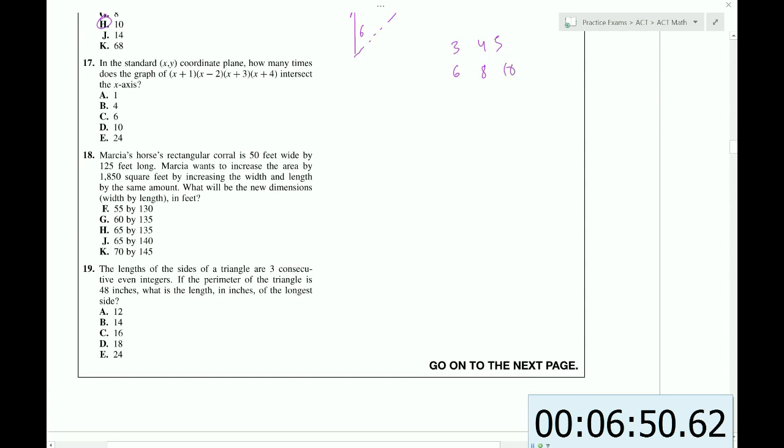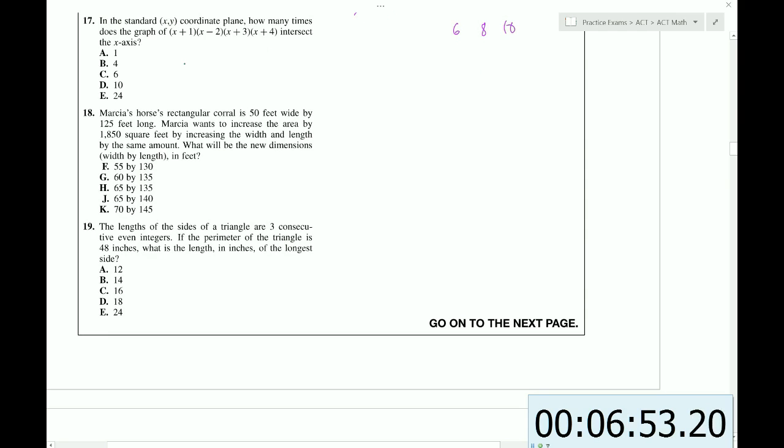Okay. In the standard xy coordinate plane, this intersects the x-axis how many times? Well, you could just t-chart and find all 4 roots. It's 4 times.